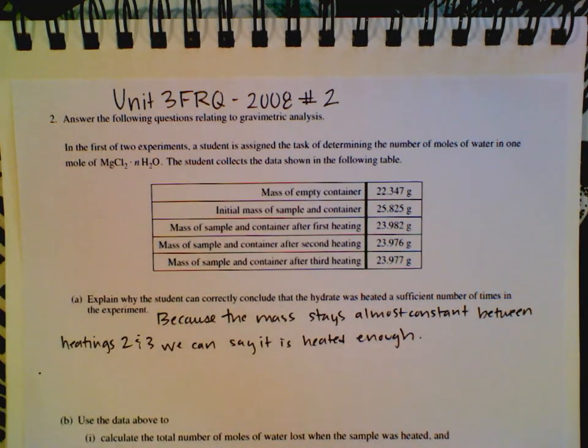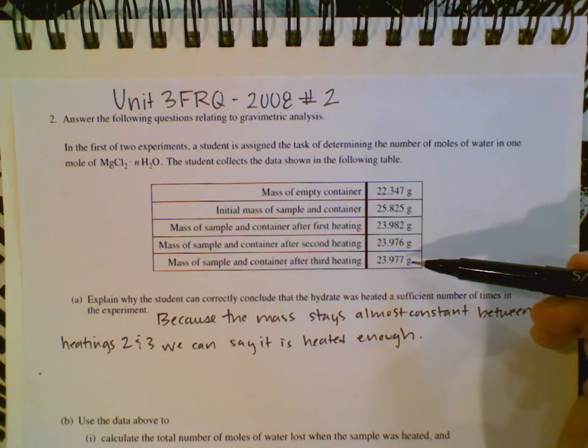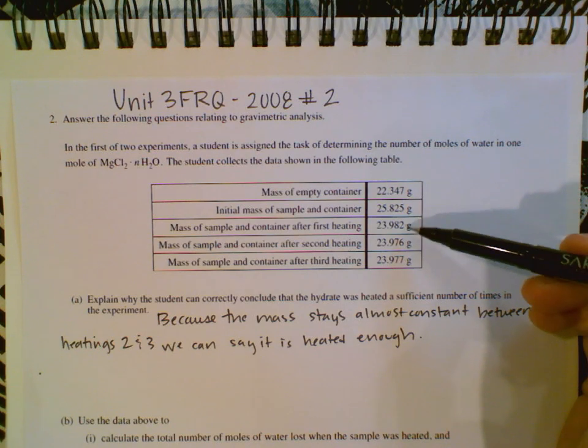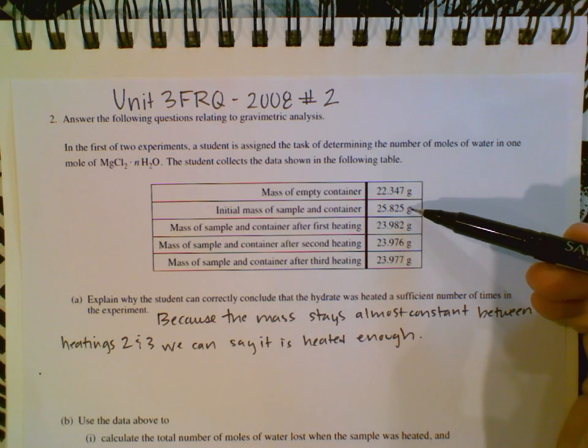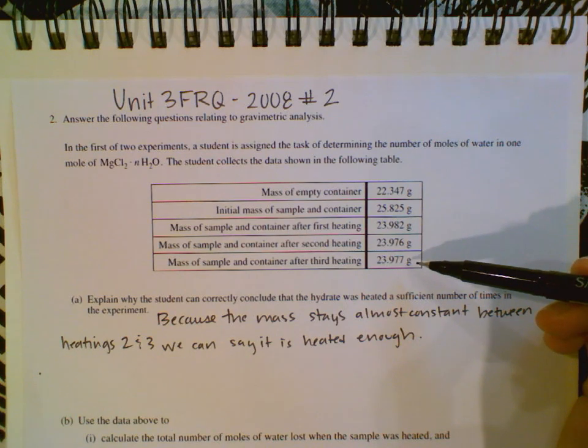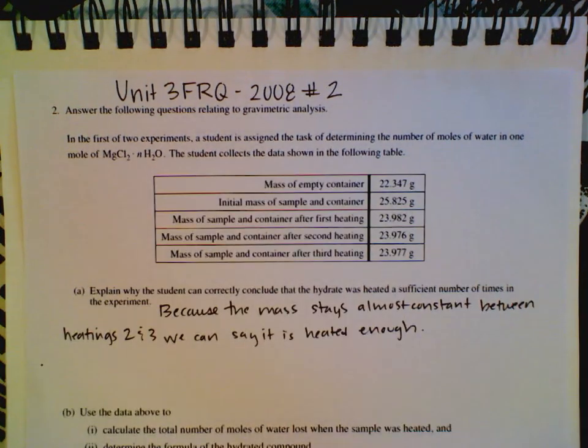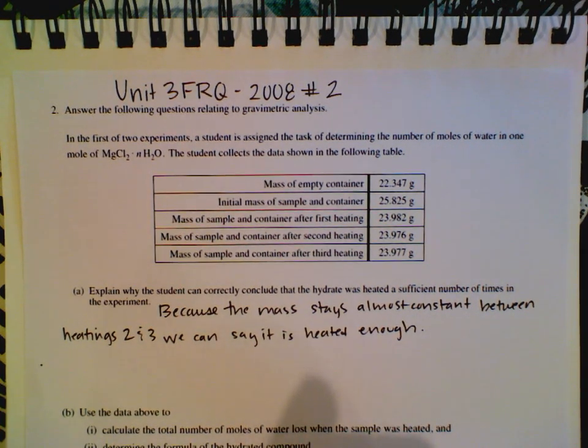Okay, moving on to B, it says use the data above to 1, calculate the total number of moles of water lost when the sample was heated, and 2, determine the formula of the hydrated compound. So we got a lot of stuff going on here. I'm going to take care of 1 first and figure out the moles of water lost when the sample is heated. If I look, after I heat, the mass goes from where I start, 25.825 grams, to 23.977 grams. And we know that if we heat a hydrated compound, the water leaves that hydrated compound. We did this lab way at the beginning of the year.